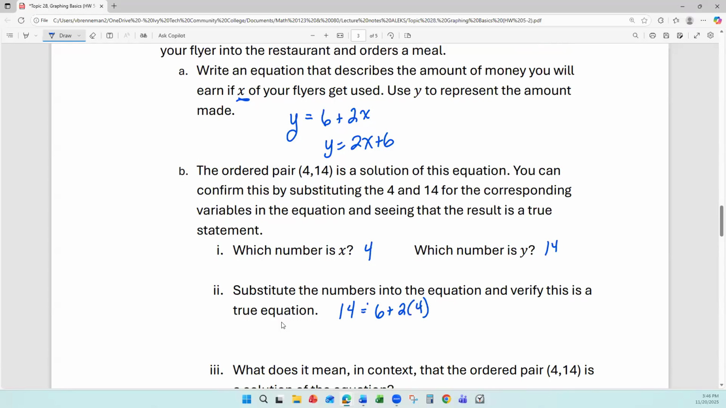So I'm looking for, is this true? Is it true that 14 is equal to 6 plus 2 times 4? If I simplify, 6 plus 2 times 4 is 6 plus 8, which is 14, then I can confirm, yeah, 14 is equal to 14.